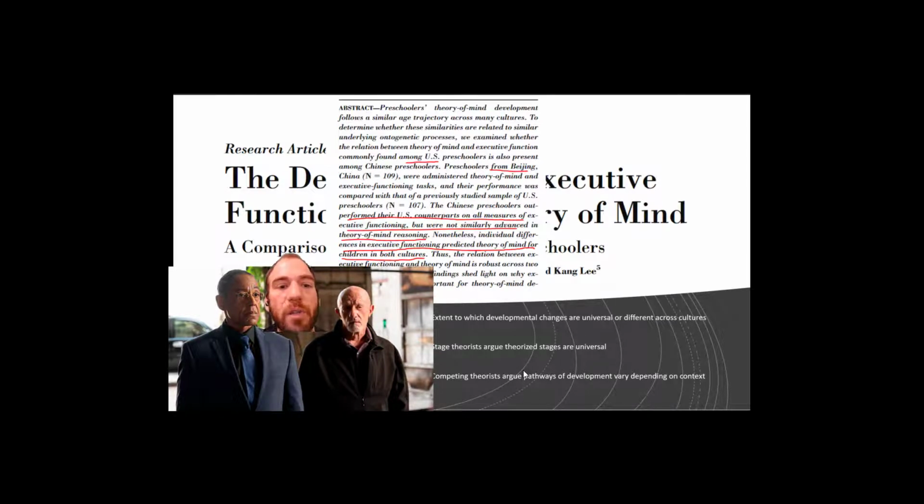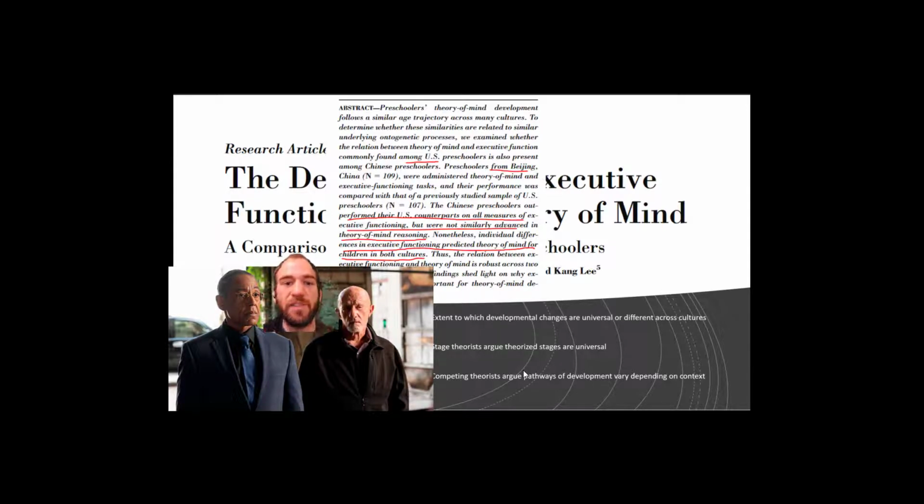So we looked at US preschoolers and preschoolers from Beijing. The Chinese preschoolers outperformed the US counterparts on all measures of executive functioning, but were not similarly advanced in theory of mind reasoning. Nonetheless, individual differences in executive functioning predicted theory of mind for children in both cultures. So the idea here is that the authors are arguing that executive function precedes theory of mind. So it's kind of the stage process. You get executive function, and then you get theory of mind.